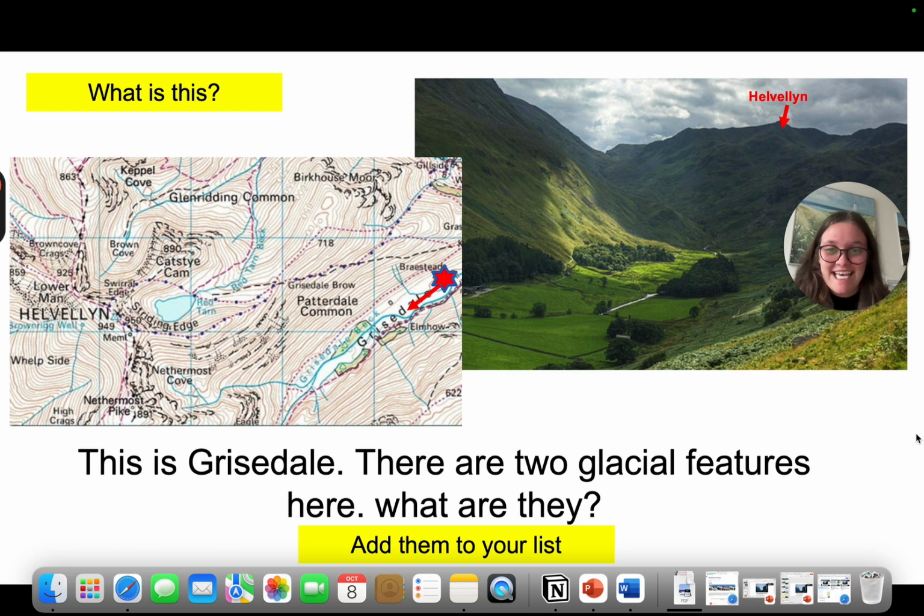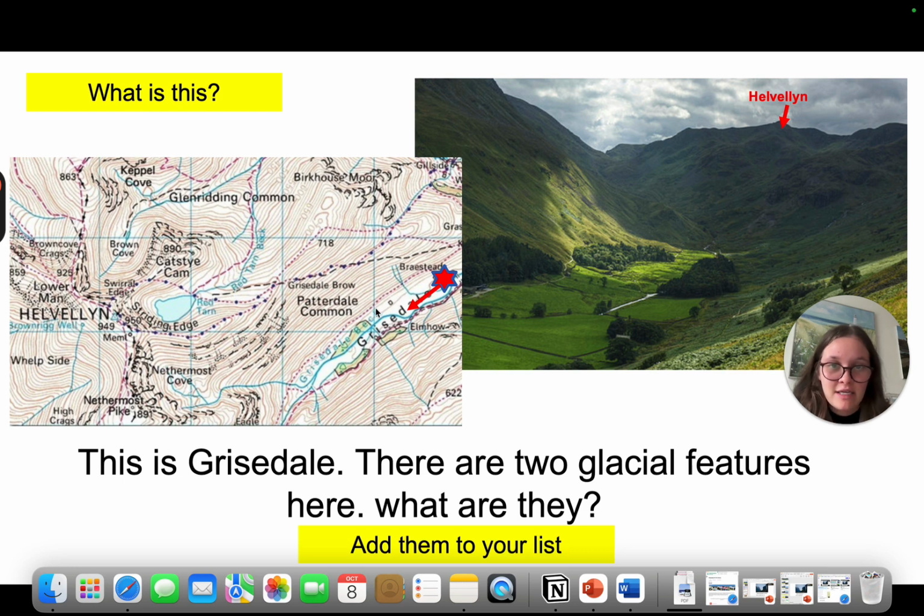Next, what is this? This is Grisdale. There are 2 glacial features here. What are they? You need to look at this picture a little bit more here. So what can you see going on here? What kind of glacial feature is this? And then also you want to look up here. What glacial feature is that?